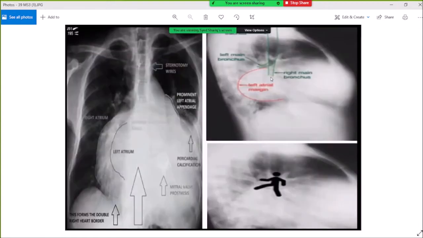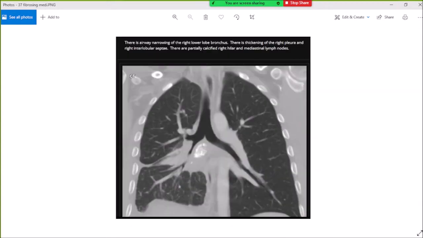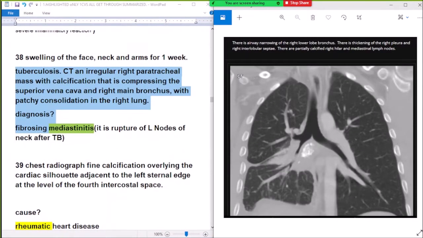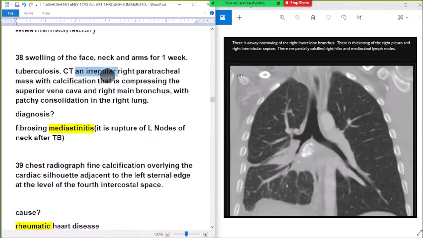Okay, now let's go on to fibrosing mediastinitis. We are discussing fibrosis. The patient on CT scan has an irregular right paratracheal mass with calcification that is compressing the superior vena cava and the right main bronchus, with patchy consolidation in the right lung. Diagnosis: fibrosing mediastinitis. What is fibrosing mediastinitis? It is fibrosis of the mediastinal lymph nodes after tuberculosis.